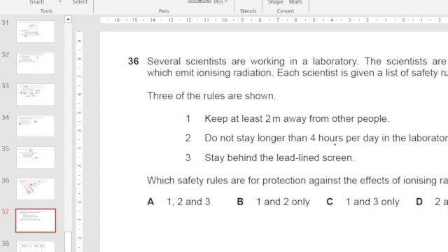36th question. Scientists were working in a laboratory. Which safety rules for protection against ionizing radiation should be taken? They should stay behind the lead lined screen. Yes, true. Do not stay longer than 4 hours per day. Yes, true. Keep at least 2 meters from other people. No, this is not required. We need prevention from the ionizing radiation. Hence options 2 and 3, that is option D, is the correct option.